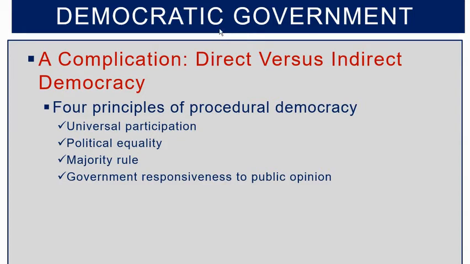There are four principles of procedural democracy. Universal participation, that every citizen should be allowed to vote. Political equality, that each vote should count the same. Majority rule, that the majority of the votes should count, and that government should be responsive to public opinion. This is what procedural democracy is all about, the procedures, and that government responds to public opinion. So if 53% of the public wants something, government ought to do that. So that's the idea of this procedural democracy. It's not really what we have, but that's the idea behind it.